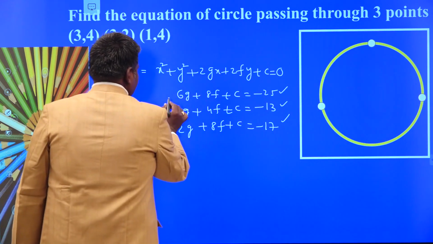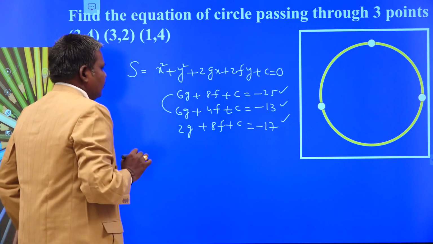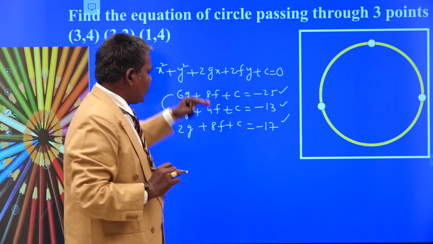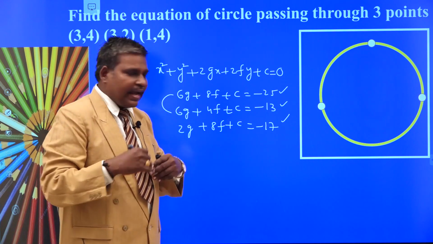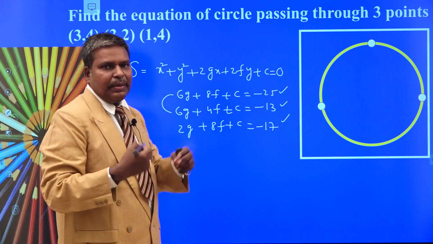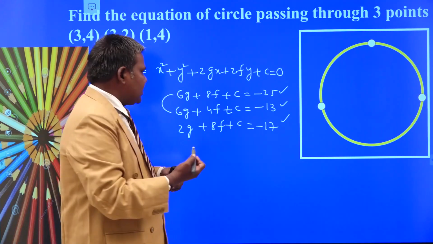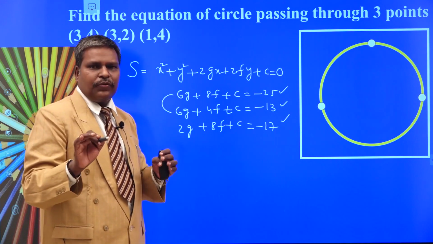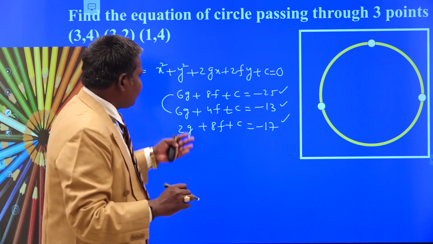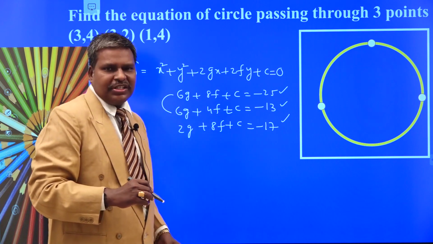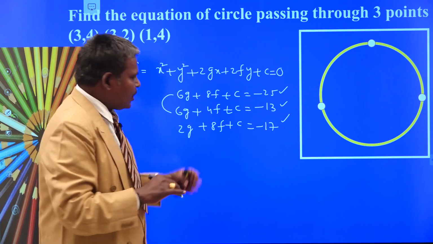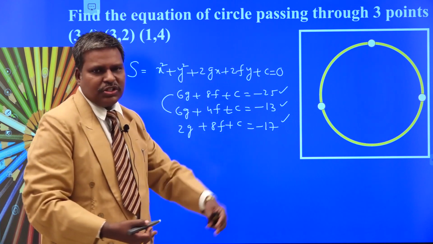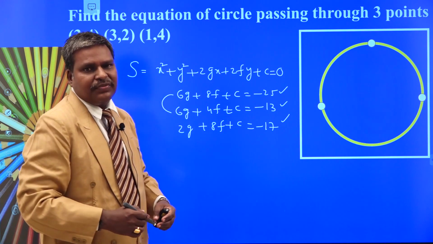Now I am subtracting, because the first target is to eliminate c. You have 3 equations in c. By subtracting one from the other, we eliminate c. After eliminating c, we have 2 equations in f and g. By solving those 2 equations, we get f and g. After getting f and g, substitute in any one of these 3 equations, and we obtain c also. Now substitute the f, g, c values in S equals 0. We obtain the required equation of the circle.